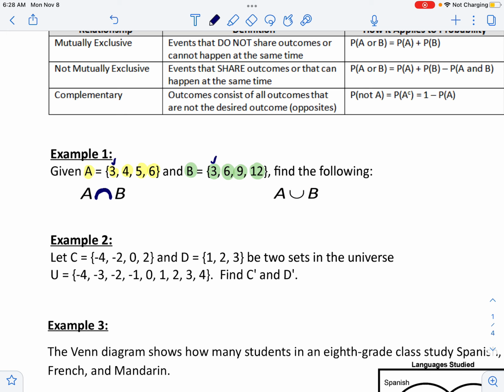No 4 in B, no 5 in B, and a 6 is in both as well. So what I do is I just go through each number: 3 is in both, 4 is not, 5 is not, and 6 is in both. And so the set A intersect B is equal to {3, 6}.